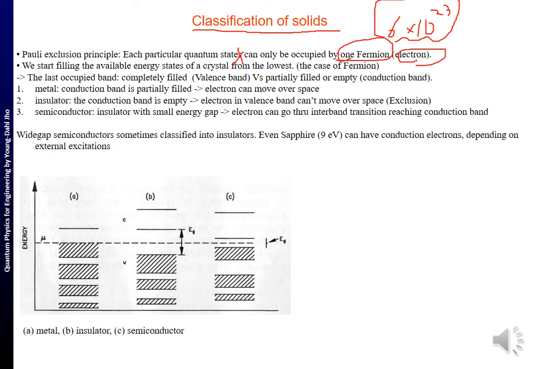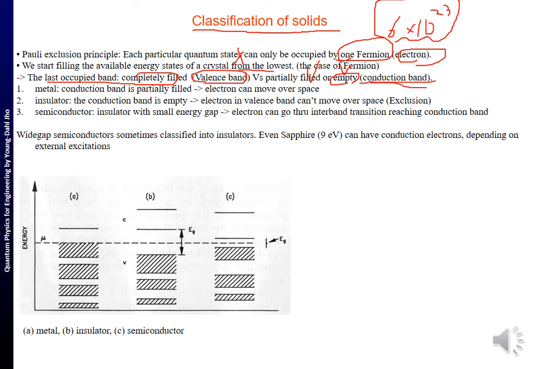We start filling the available energy states of a crystal from the lowest. As I said before, the last occupied band that is completely filled is called the valence band, and it can be compared with a partially filled or empty band. That is called the conduction band. It could be partially filled or empty, both okay. Then it is the conduction band.